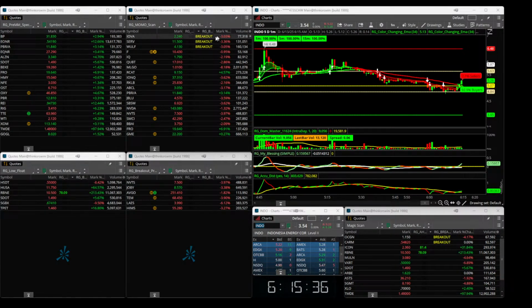Waiting on another breakout that has volume to the right of it. And I'm not seeing any yet. In fact, these are the only three on my screen, and these two, I guess. All the other scans are quiet.